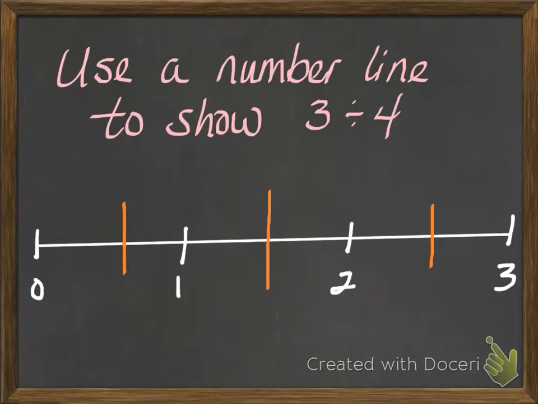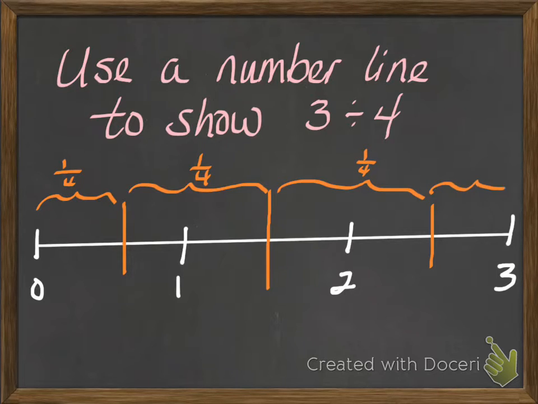So now I have 1/4 plus another 1/4 plus another 1/4. My fourths aren't great. They're not exactly equal. Plus another 1/4. Okay?